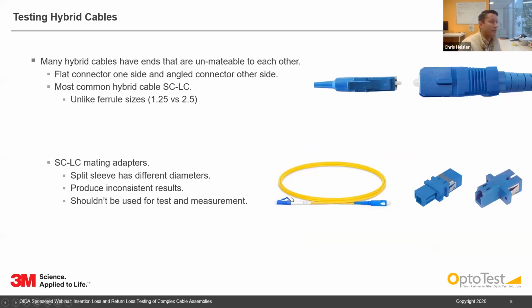Now, many hybrid cables have ends that are unmateable to each other. So for example, some assemblies may have a flat connector on one side and an angled connector on the other side. In this case, you can't use the same reference cord to test both those connectors.